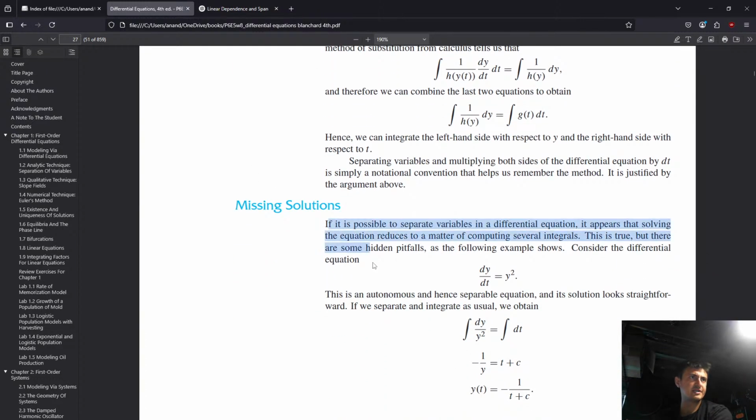If it is possible to separate variables in a differential equation, it appears that solving the equation reduces to a matter of computing several integrals. This is true, but there are some hidden pitfalls.